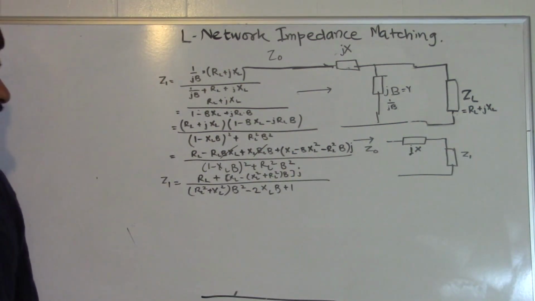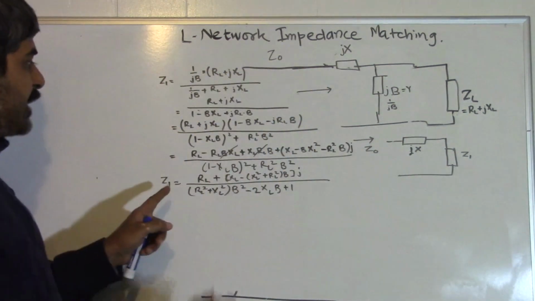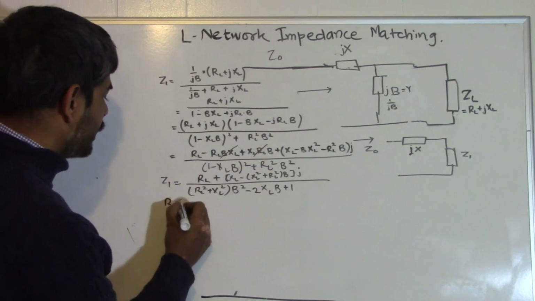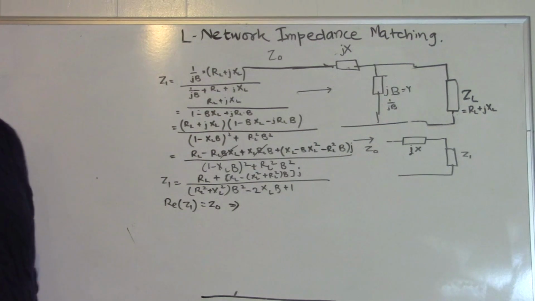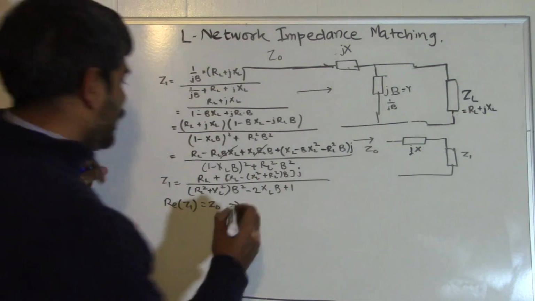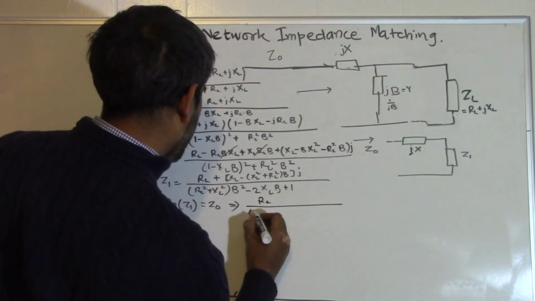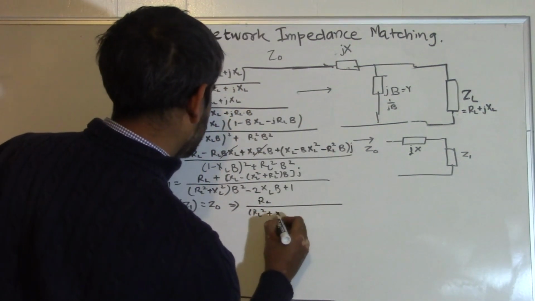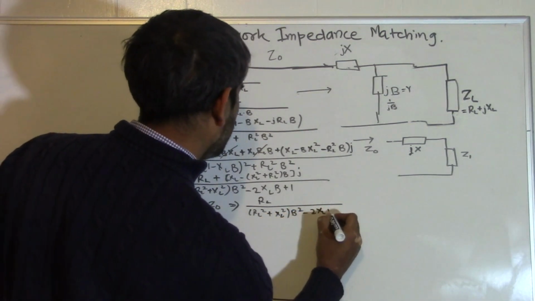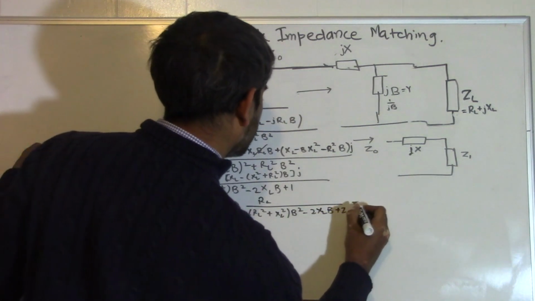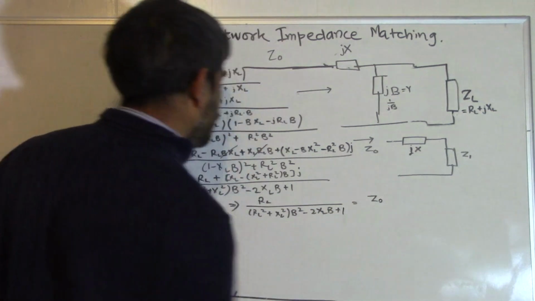Now the condition that the real part becomes Z0 is that the real part of Z1 must be equal to Z0, which means that RL divided by RL square plus XL square B square minus 2XL into B plus 1 must be equal to Z0.